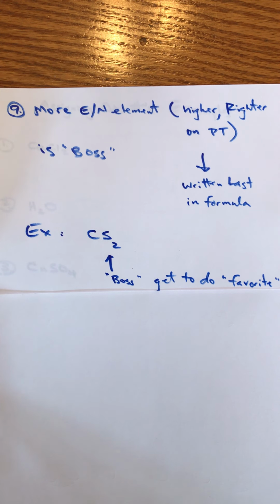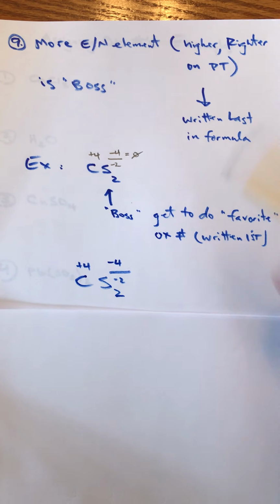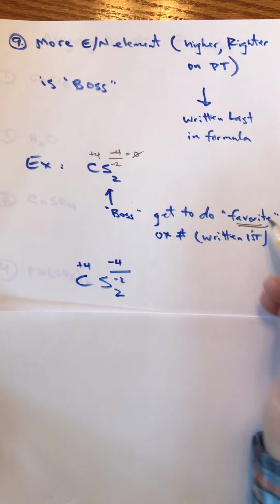So if I go to the periodic table and I look up the oxidation states, sulfur's favorite oxidation state is indeed -2. So I assign sulfur a charge of -2. There are 2 of them for a total of -4. Carbon must do a +4 oxidation state to make that sum equal to 0. Okay, the second one is the boss. The more nonmetallic is the boss. They get to do their favorite oxidation states, the ones written first on the periodic table.